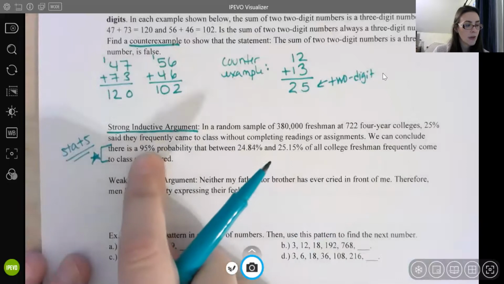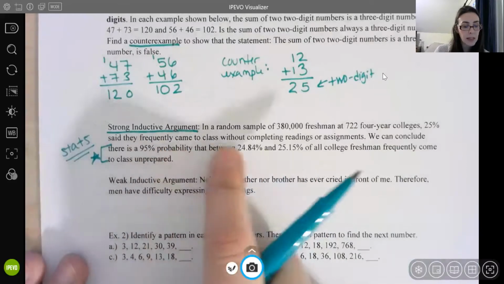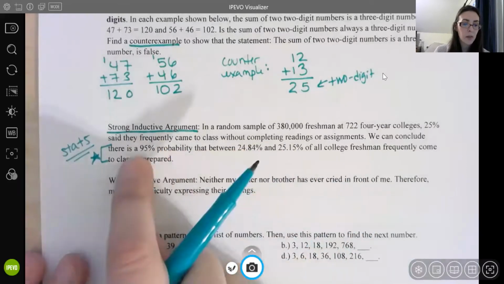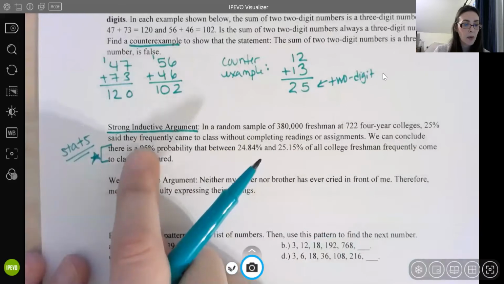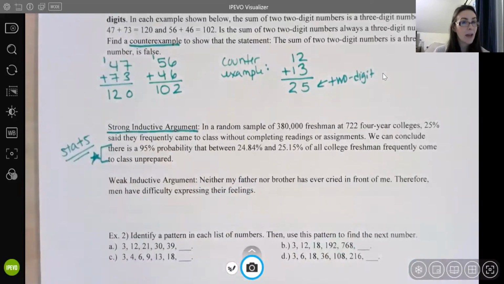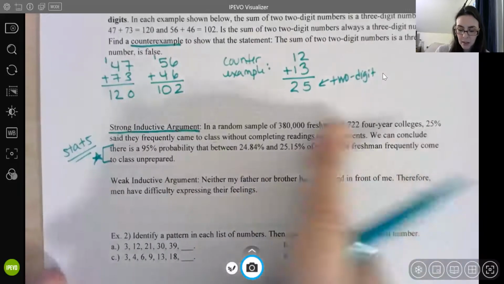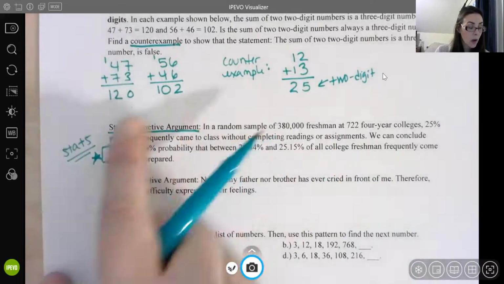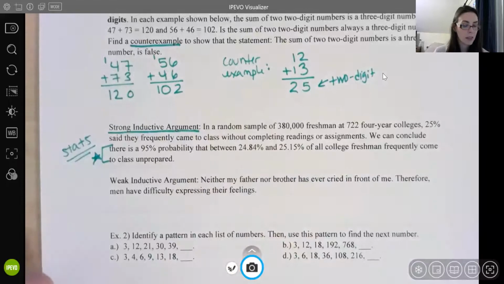So notice that we have a 95% probability that it's between these two values. It's not a 100% true statement, but we feel very confident, like 95% confident, that our statement is true. And again, this is using statistics. So there's actually a lot of math going on behind here that we're going to see later on in our course.